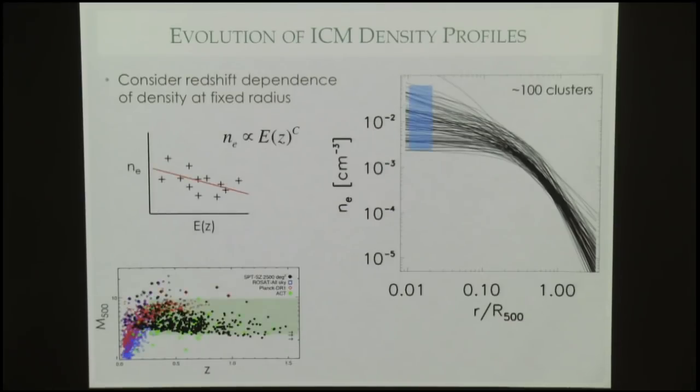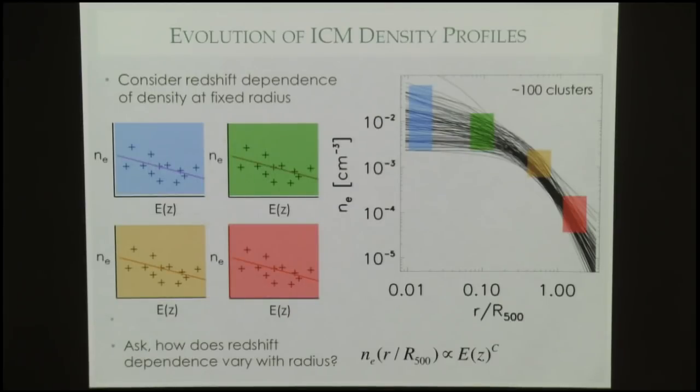So what you can do is you can ask, at a fixed radius, how does the density depend on redshift? The density very strongly depends on radius. So let's just take that out of the equation by just considering a fixed radius. And now we have 100 data points at that radius, and we can plot gas density at that radius versus redshift. This is just a hand-drawn plot. And this isn't redshift, this is E of Z, which is like redshift. And so we can fit a line to the gas density at a fixed radius as a function of redshift, and we can get the redshift dependence of the gas density at 0.01 R500.